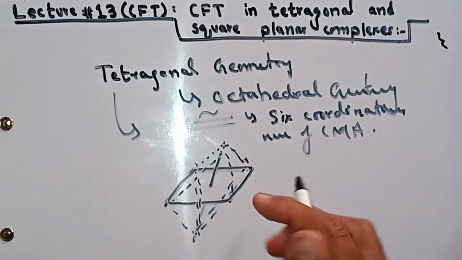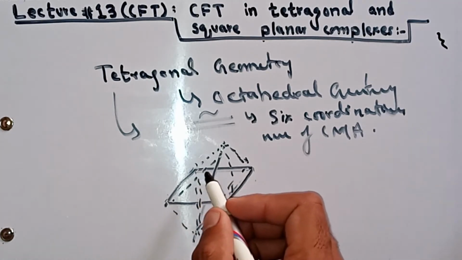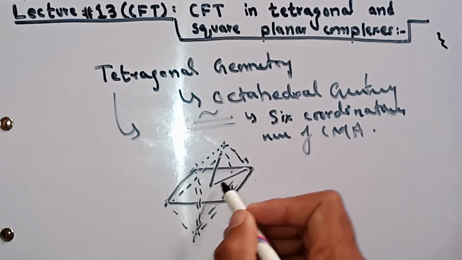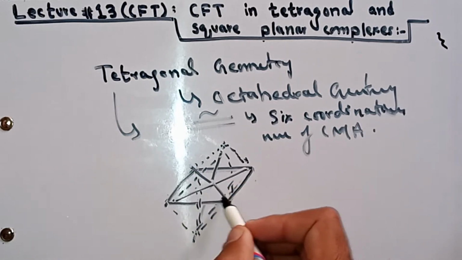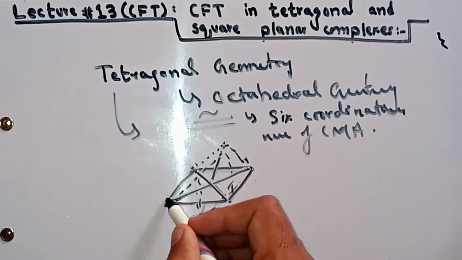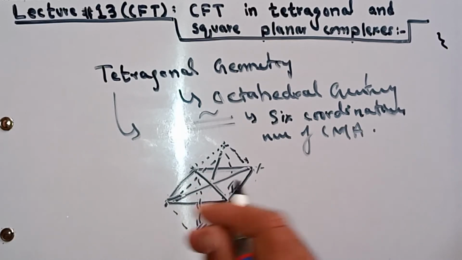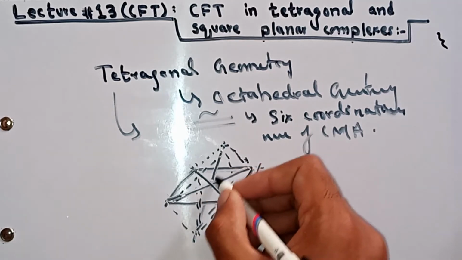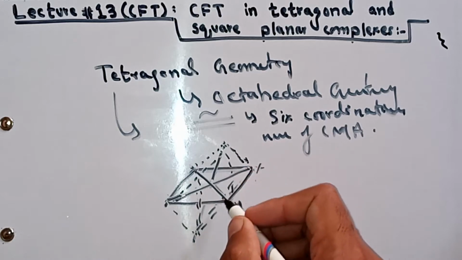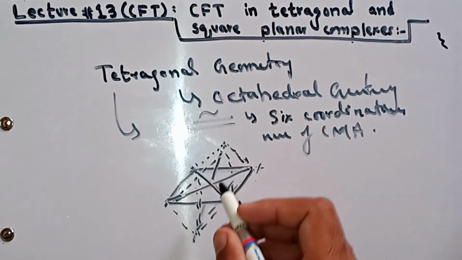But in the case of tetragonal geometry, there are differences between the equatorial bonds and the axial bonds. These are all equatorial bonds. The bonds on the x axis and y axis in the xy plane are called equatorial, in one plane. The one above the plane and the one below the plane are called axial bonds.